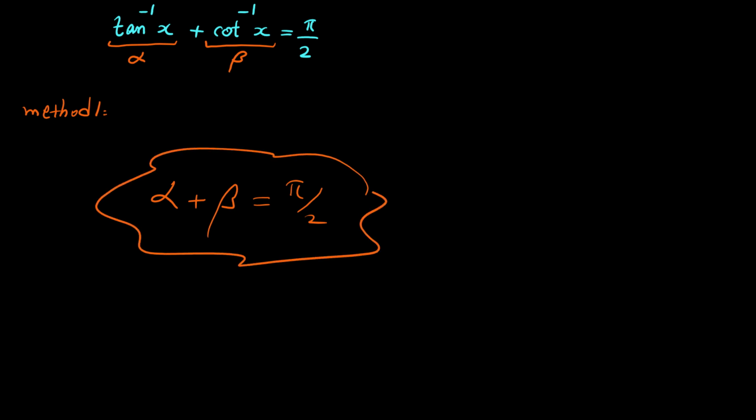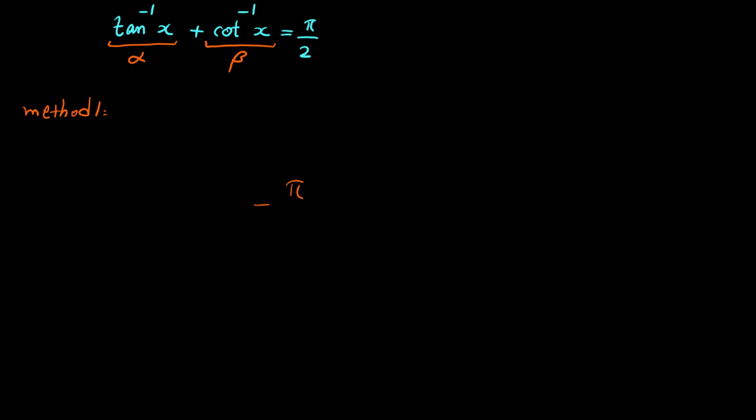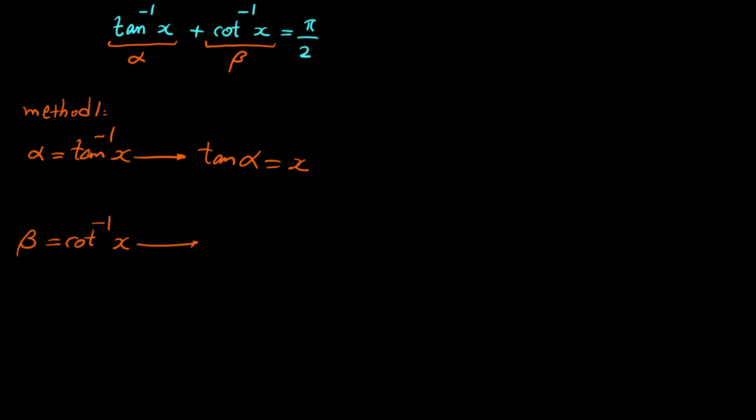So we want to prove this relation because alpha is tangent inverse of x and beta is cotangent inverse of x. Because alpha is tangent inverse of x, immediately from this relation we conclude that the tangent of angle alpha is x. And because beta is cotangent inverse of x, the cotangent of angle beta is also x.